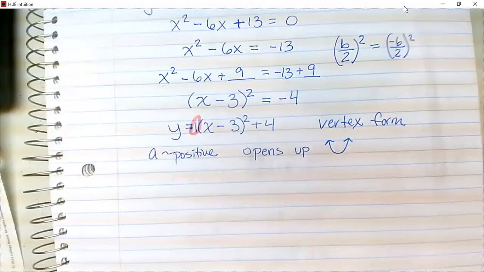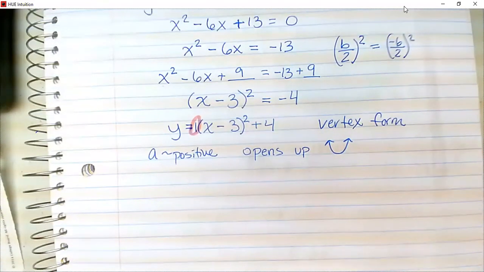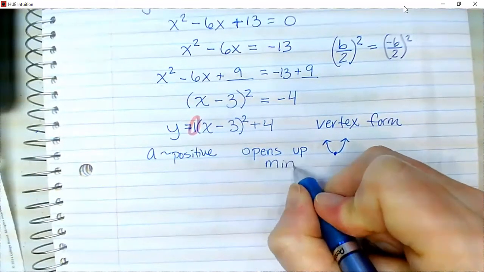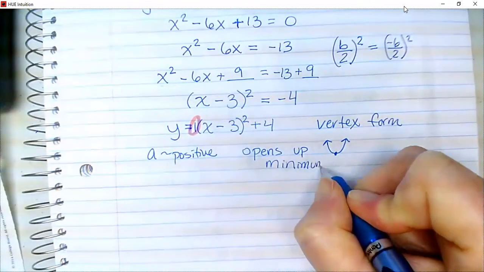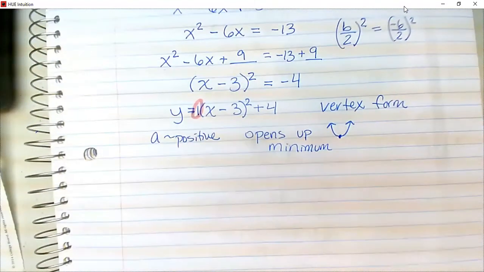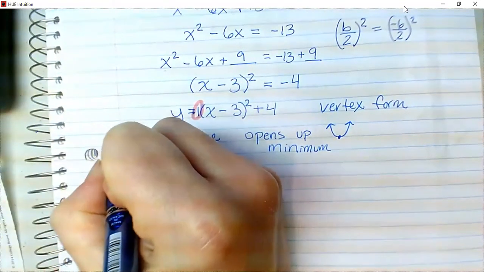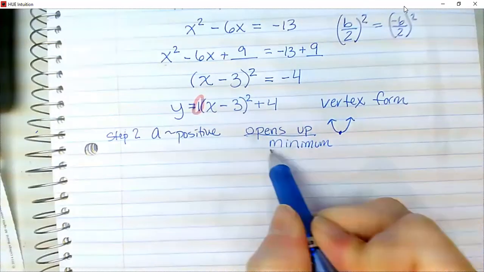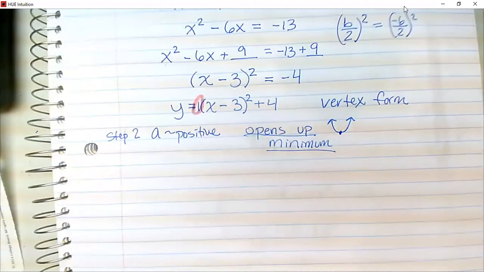So if our quadratic opens up, it asks us to identify whether the vertex is a maximum or a minimum point. If it opens up, we're going to have a minimum point, okay? All right, so that was step 2. So it's going to open up and we have a minimum point.